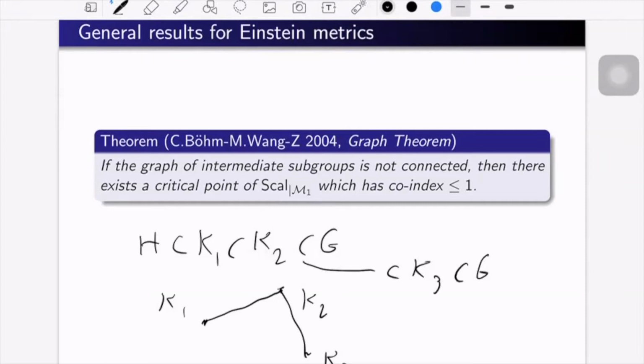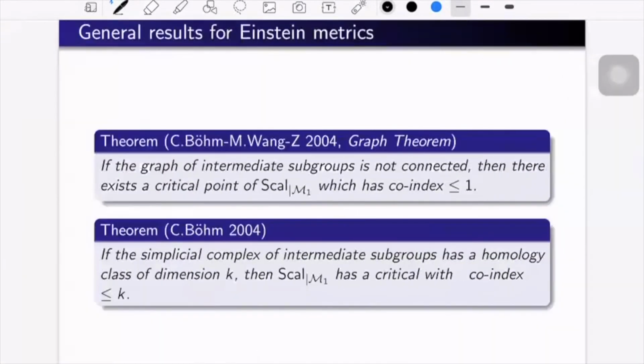So from a graph like this, of course, this graph could have several components. And the theorem says that if there is more than one component, then you have a critical point. And it has co-index 1 in the non-degenerate case. So this was conjectured by McKenzie and myself in the 80s. And we finally proved this. And the proof involves some difficult, hardcore analysis, collapsing theory by Cheeger and Fukaya, in order to prove a compactness property of this functional. But that's a different story.